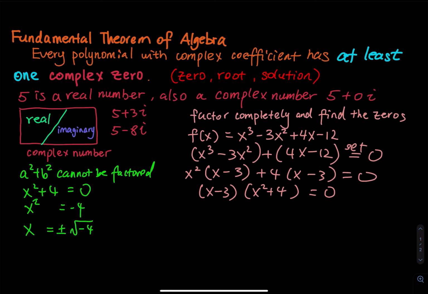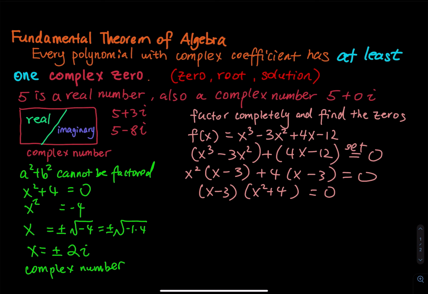The square root of negative 4, using complex numbers. So this is plus or minus the square root of negative 1 times 4, right? The square root of 4 is equal to 2, and then the square root of negative 1 is i. So this is a complex number. But how about the factor? I need you to show me the factor.